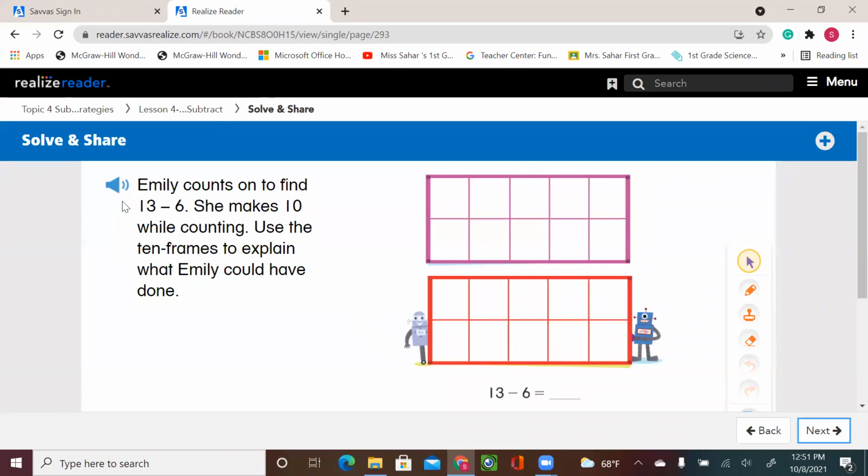All right, let's see what we have. Emily counts on to find 13 minus 6. She makes 10 while counting. Use the 10 frames to explain what Emily could have done. So she counts on, right? Remember when we count on? We go from that small number and we count on till we reach the big number that we need to do, using the 10 frame, right?